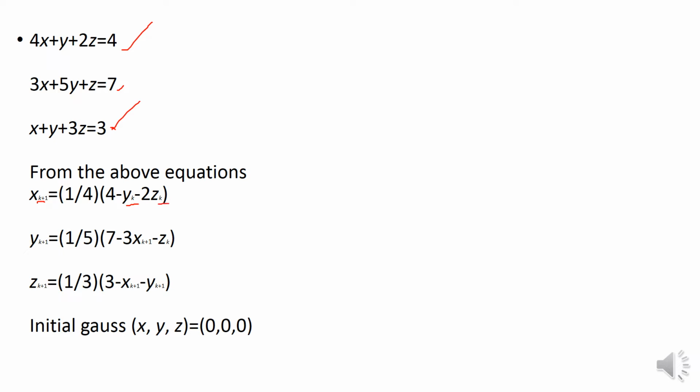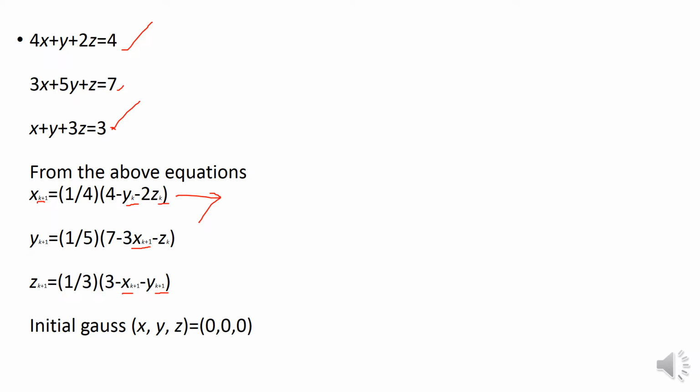So we have replaced yk and zk here, but as soon as we get xk plus 1, we will be using it in the value of y. In the value of z we will be putting xk plus 1 and yk plus 1, because we have obtained these values. So we start from the first equation. We substitute y as 0, z as 0, because it's an initial value, and calculate x1 because k is 0. For k is equal to 0, x1 is equal to 1 upon 4 (4 minus y0 minus 2z0).